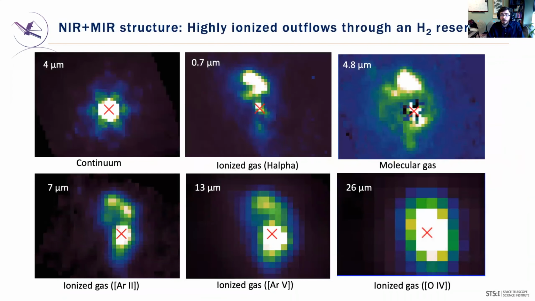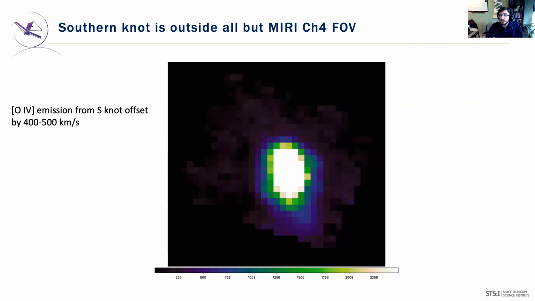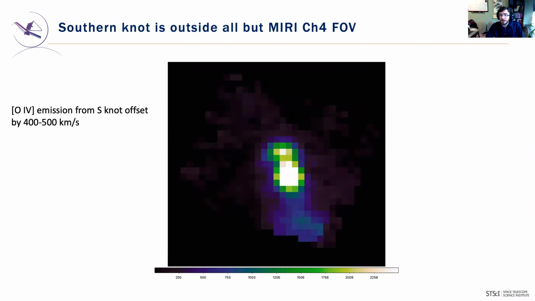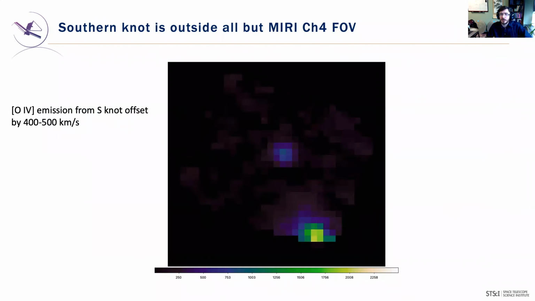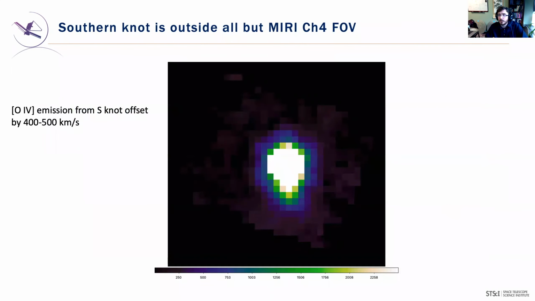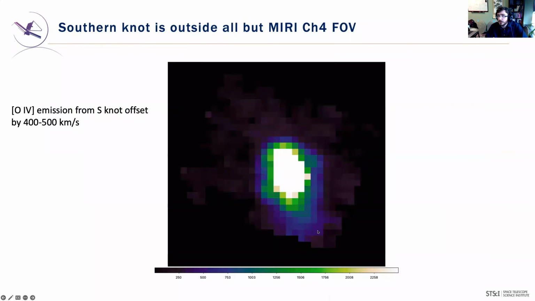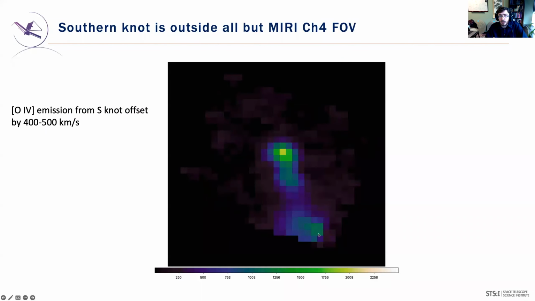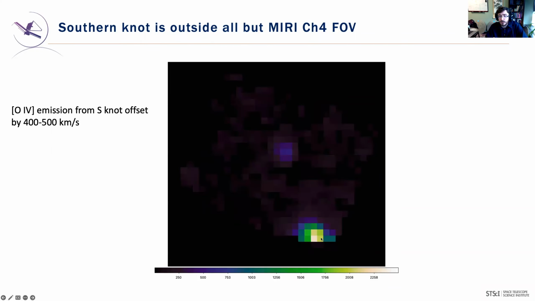And we can start showing what that looks like with kinematic information too. So I'm attempting to show an animated image here, which I don't know how well that's going to work over Zoom, but hopefully you should start to see a shift in the emission. This is the wavelength domain that we're stepping through in this movie. We're starting off blue shifted from the main AGN itself. You see this southern knot down here showing up in the oxygen 4 emission. It's offset by about 400 or 500 kilometers a second or so.